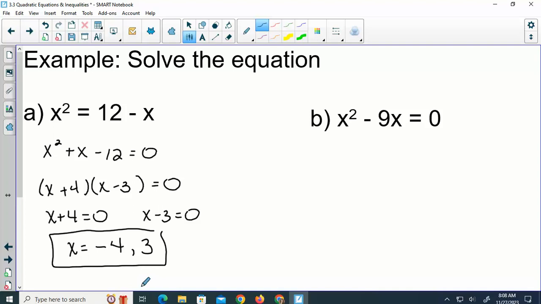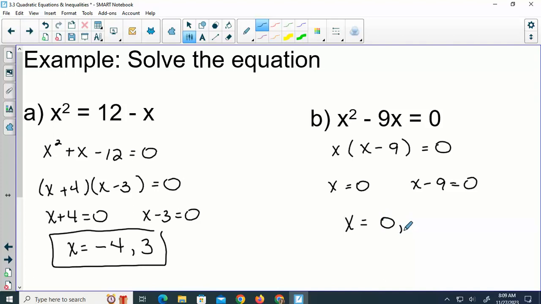What else? Yeah, remember the first step to factoring is always to look for a GCF. They both have an x, so you could take that x out. You have x minus 9. You have two things multiplied equal to 0. So we set each one to 0. So x equals 0, or x minus 9 equals 0. We get 0 and positive 9 for our answers.